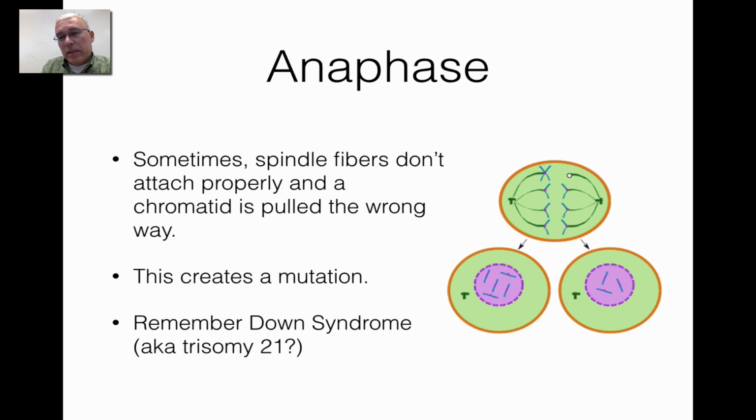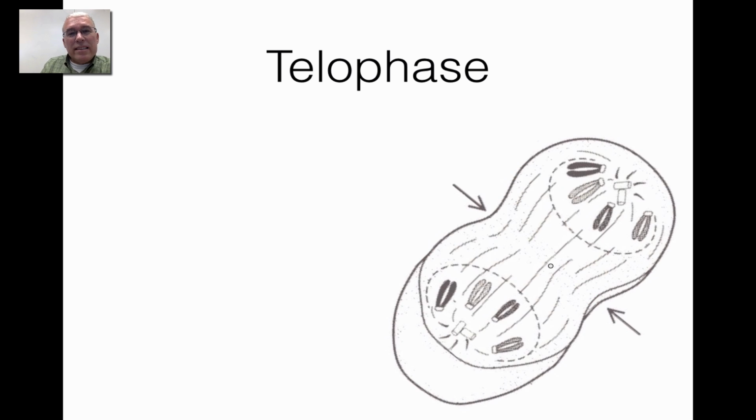And because there was no attachment, this whole chromosome got pulled this way. Both copies went that way. So we're going to create a cell down here which has an extra chromosome. And of course, the one on the other side is going to end up missing a chromosome. This is one type of mutation that you're probably most familiar with if you remember Down syndrome back when we looked at karyotypes. The last stage of mitosis is called telophase, and this is the end of mitosis.